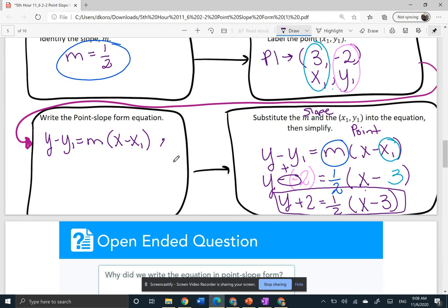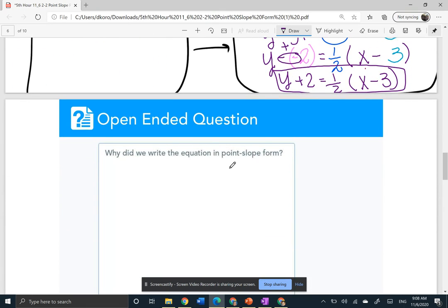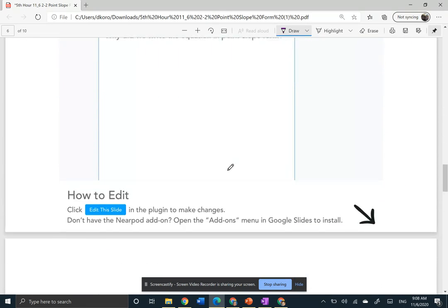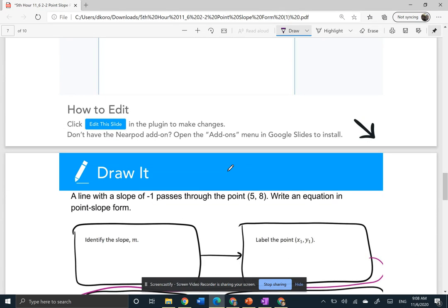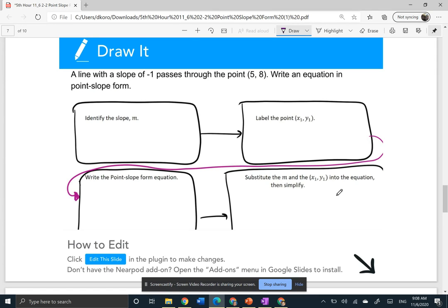Okay, the next one is going to be an open-ended question. Go ahead and answer that one and move forward. It's okay if you don't get it right. And then the next one is for you to do.